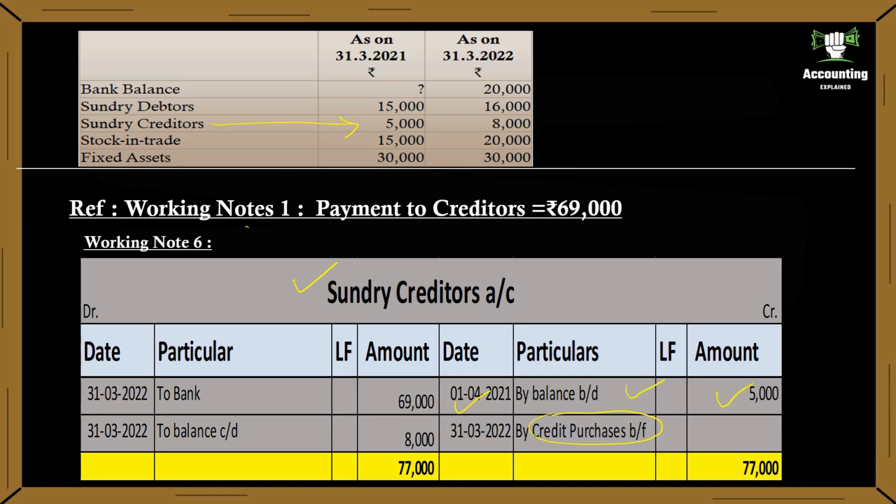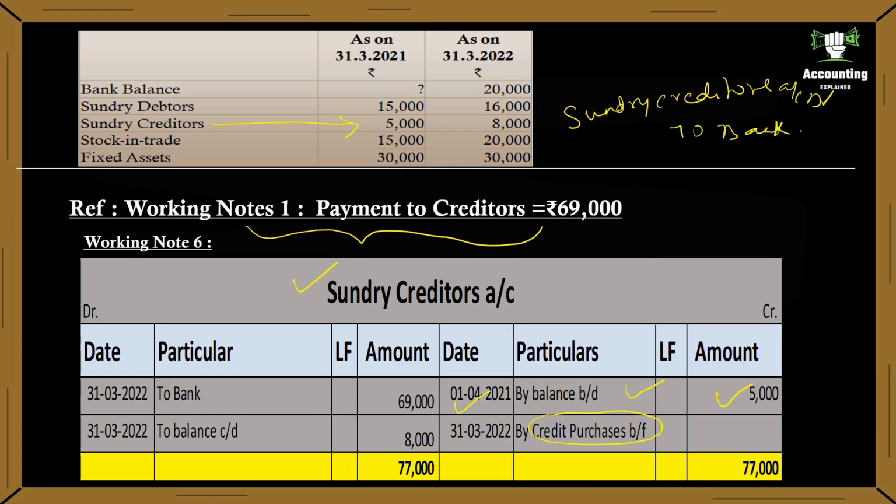Next, on referring to the working note, we know payment made to creditors is 69,000. The journal entry for payment made to creditors is sundry creditors account debit to bank account. We are doing the sundry creditors account. In the journal, bank account is credited, so in the ledger of sundry creditors, it will be debited to bank 69,000. And again, we know that the closing balance of sundry creditors is 8,000 on 31/3/2022. To balance carried down is 8,000. On seeing, we find the debit balance is more. So we take the debit side total, 69,000 plus 8,000, that is 77,000, to both the sides. On deducting 5,000 from 77,000, we get the credit purchases as 72,000.